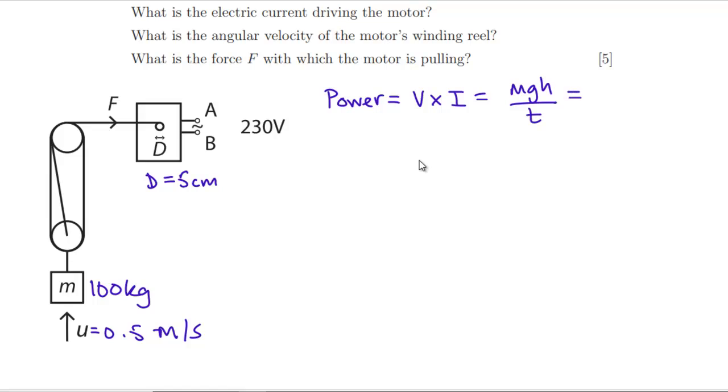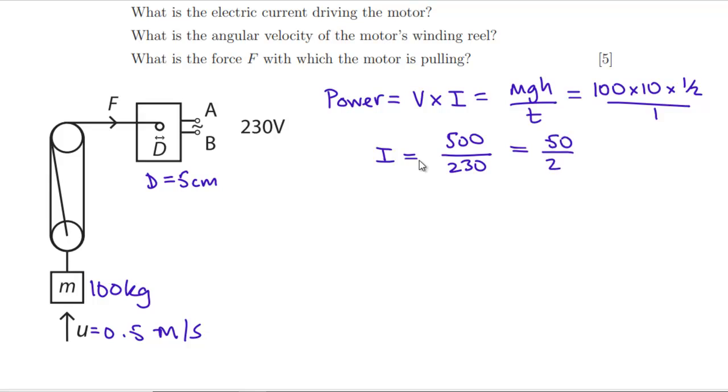So in 1 second, we've raised 100 kilograms. G we're using 10, and in 1 second, we've raised it through half a meter. So that's going to be multiplied by half and then divided by 1. So we've got that, which means that I is going to be equal to 500 divided by whatever our voltage was, so 230. So 50 divided by 23 amps. So that's the current bit, that's done.